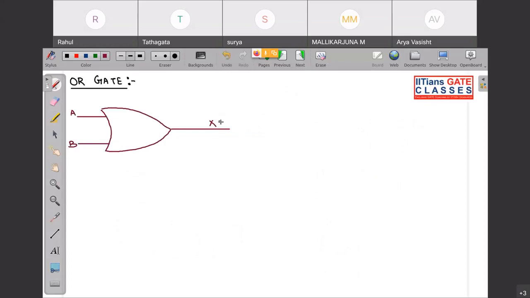Now for the OR gate, the logical expression is A or B. Most of the time people say A plus B, meaning A add B, but usually you should say A or B. In Boolean, plus means OR. So this is the logical expression for the OR gate. Now I want to draw the universal truth table for the OR gate.